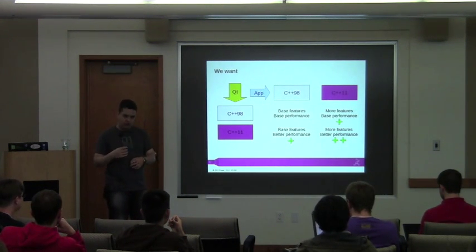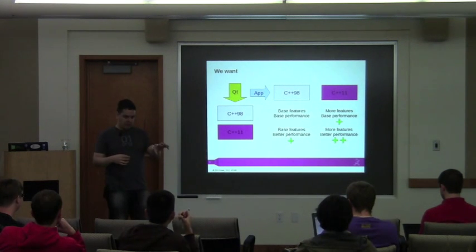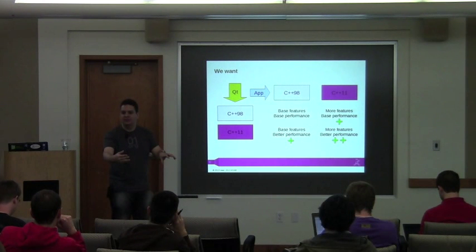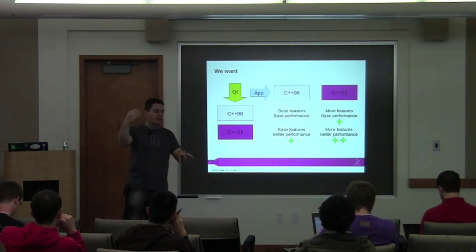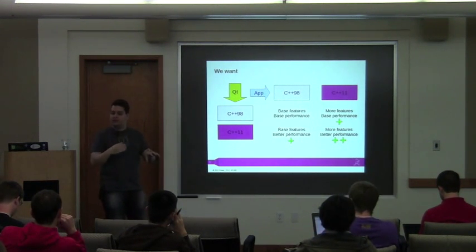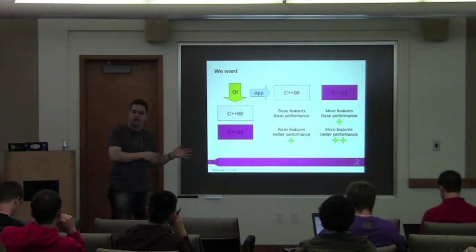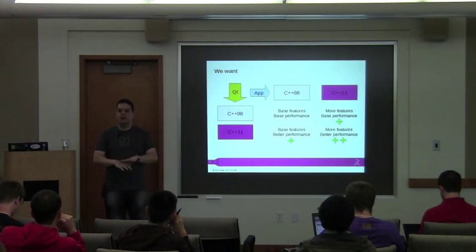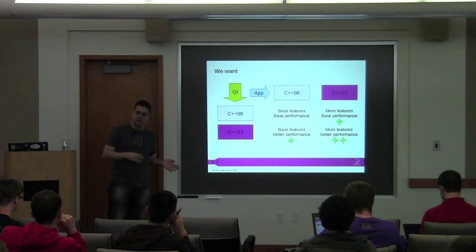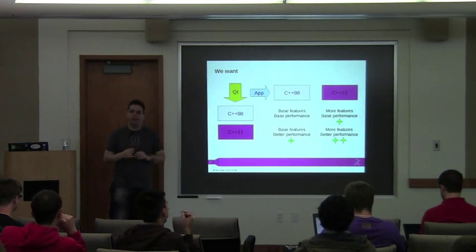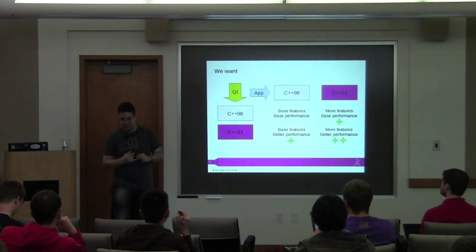The more common case is that the library was compiled with one version of the compiler, and then the user upgraded. And then the new compiler has more features. So the application is using it, but nothing needs to change in the binary code. I'm going to explain a little more how we accomplish this.